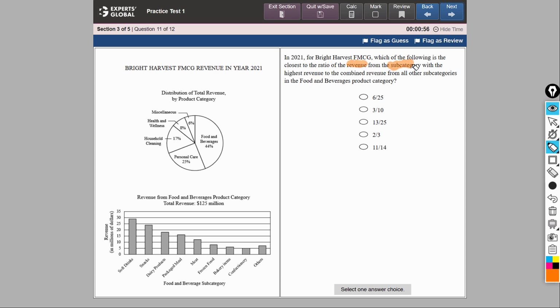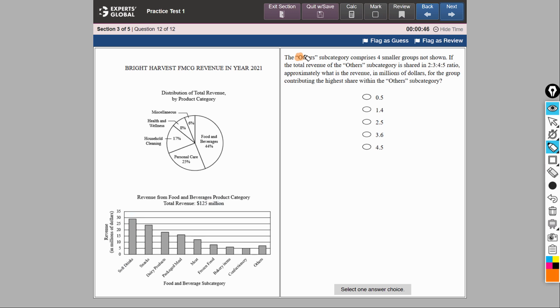Revenue from the subcategory with the highest revenue is this subcategory here, soft drinks. The revenue is $29 million. Now, combined revenue from all other subcategories is how much? We know that the total revenue is $125 million for all the 9 subcategories. Now, soft drinks is $29 million. Therefore, the rest has to be 125 minus $29 million. The ratio of these two values is what needs to be determined. We are looking at 29 out of 96. The closest approximation is 3 by 10.